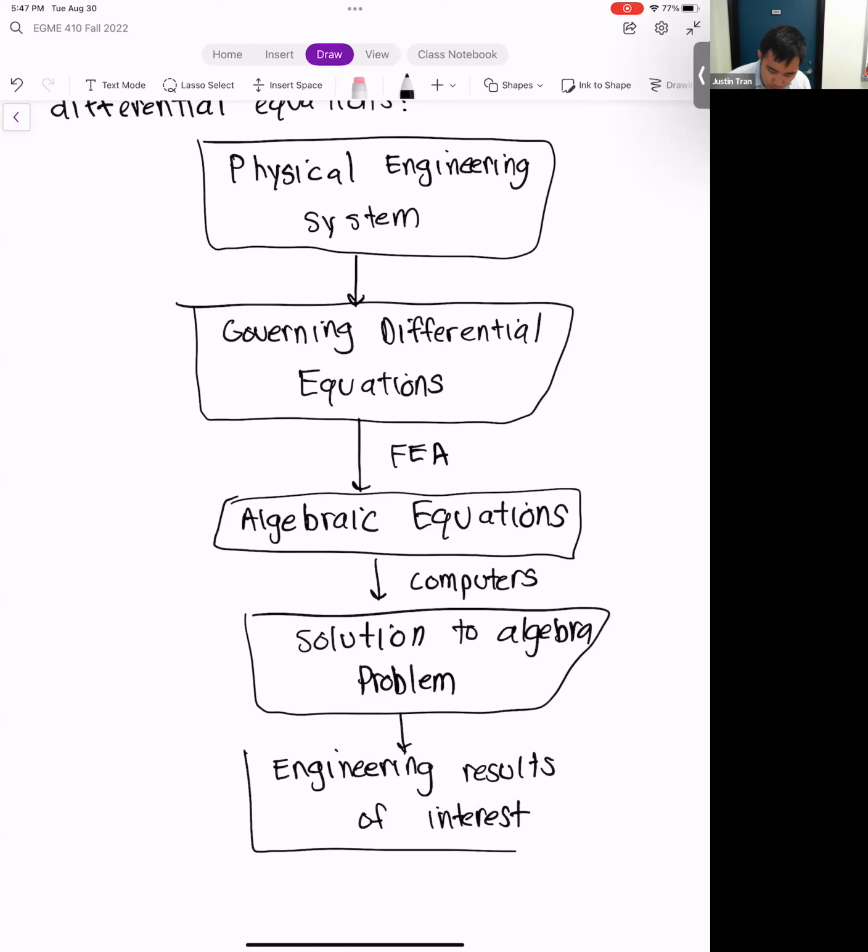So those engineering results of interest would be things like the deformation field. It would be like the stress field, which are all things that you observed last week in ANSYS. And so that's the progression of where finite elements came from and how it became, at this point I would say, almost married to engineering, right? And so far it seems like a very happy marriage. All right, any questions on this so far?